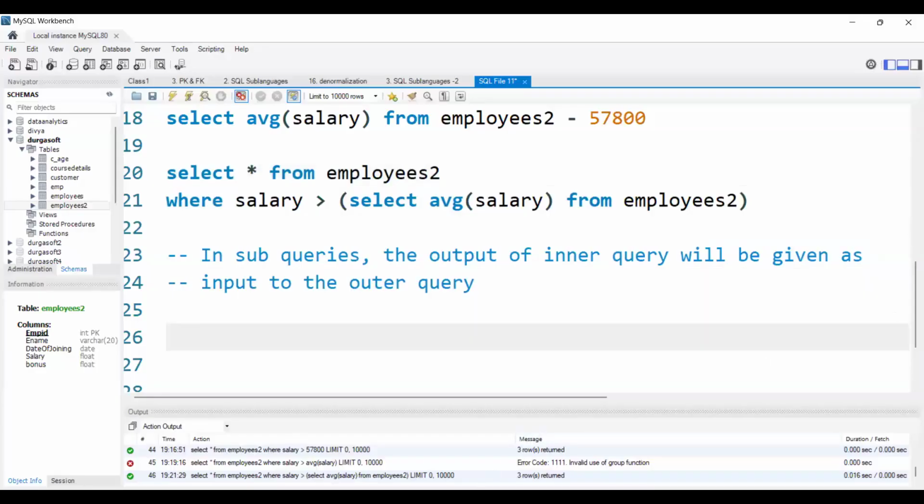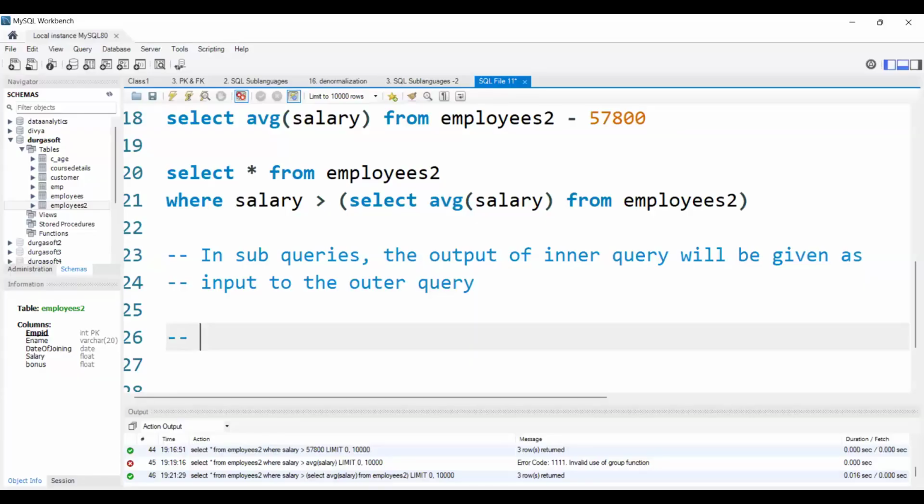Any doubts? Clear, ma'am. Okay, this is the basic understanding of what a subquery actually is. Now let's see what types of subqueries we have.